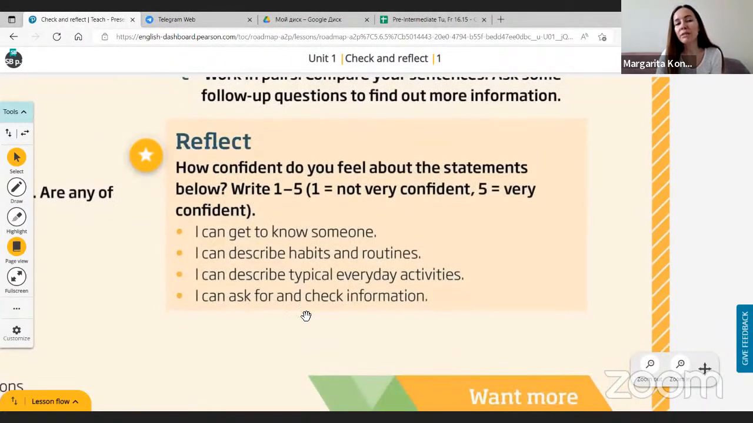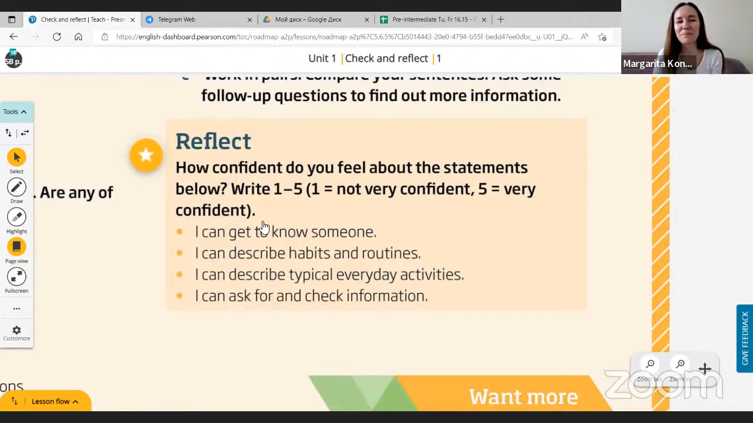Okay, that's a great idea to look here. And this is what we remembered and learned in this first part, yeah? Have a look. I can get to know someone. Могу с кем-то познакомиться и узнать информацию. Это значит, вы можете задавать разные вопросы. You can ask different questions. I can describe habits and routines, what you do every day, yeah? I can describe typical everyday activities. And I can ask for and check information. What do you think? Can you do all these 4 points?